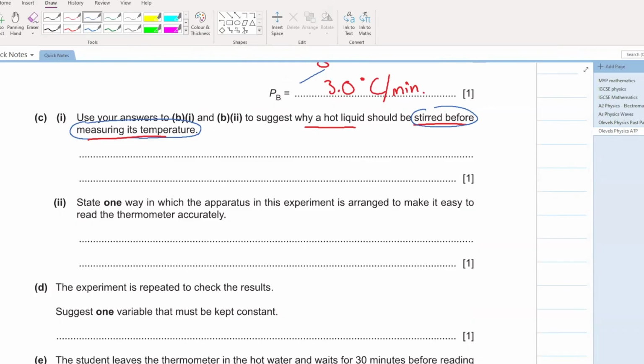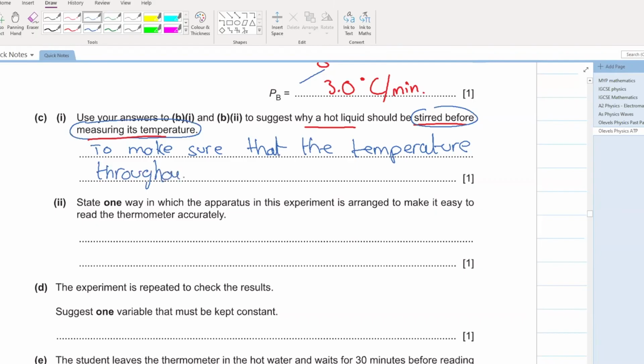So that the temperature throughout the liquid becomes equal. You can write it here: to make sure that the temperature throughout the liquid becomes equal.